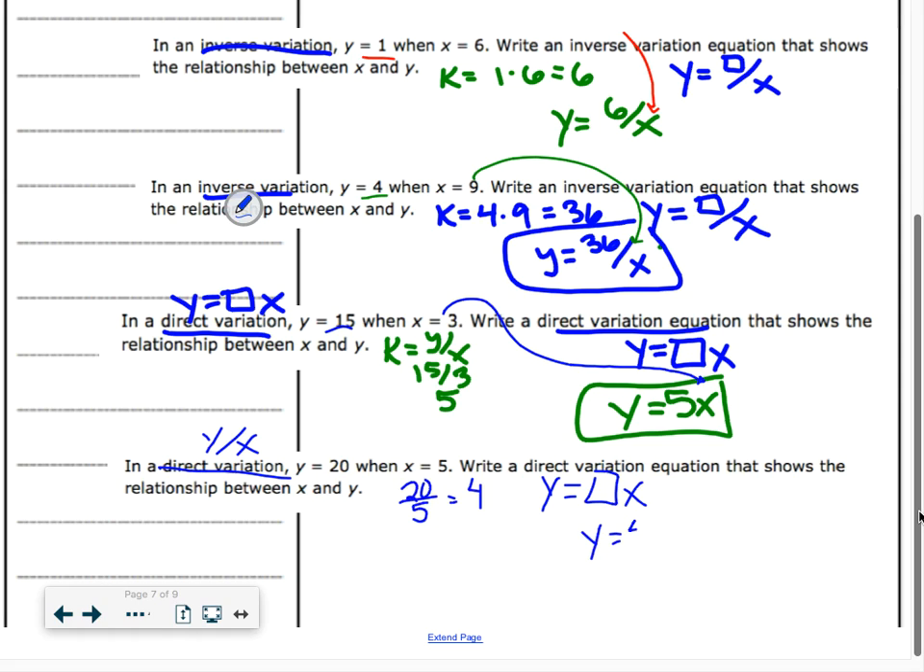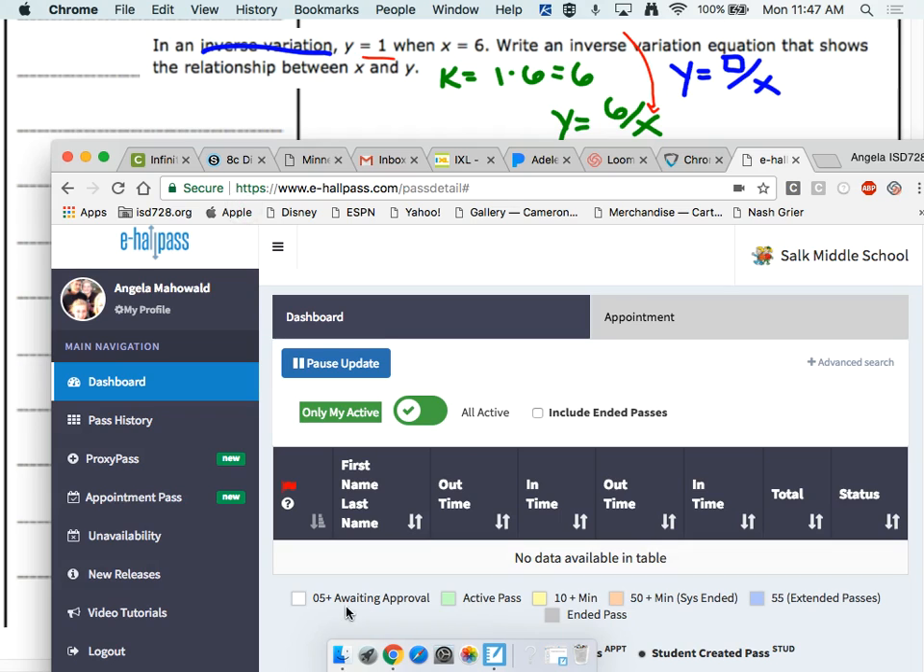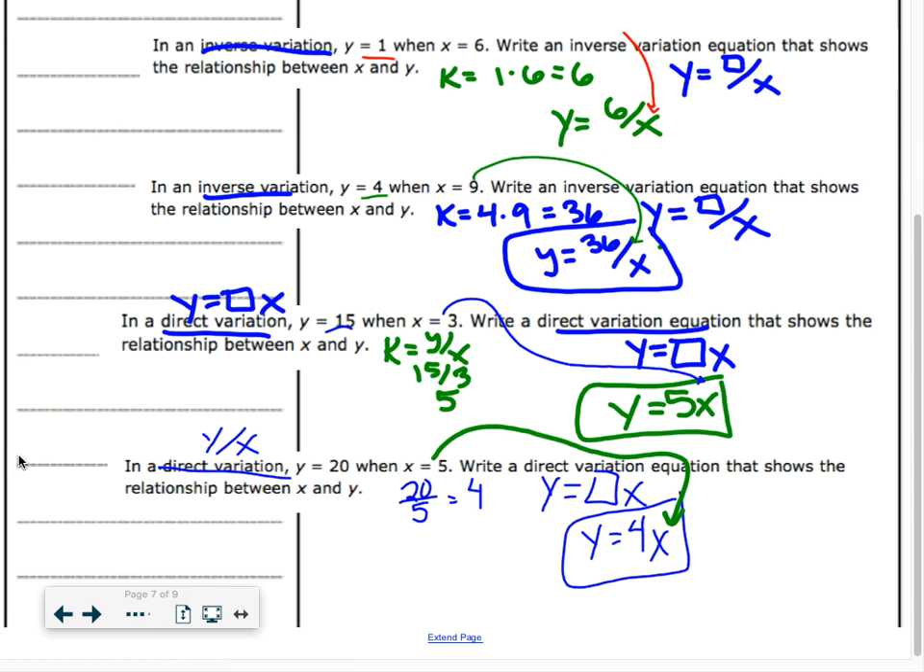y equals 4x. And then, of course, you can check your work. So throw x in. 4 times 5 is 20. Yep, that is the right equation. Okay? And that's what you learn.